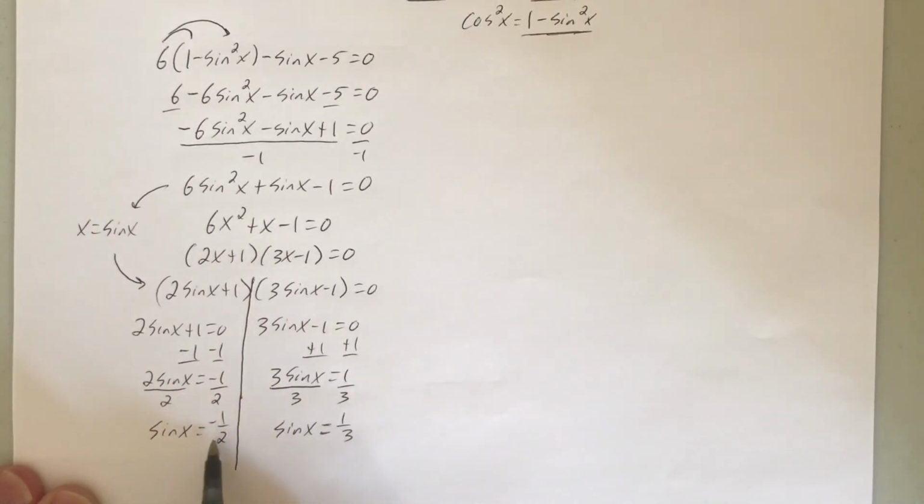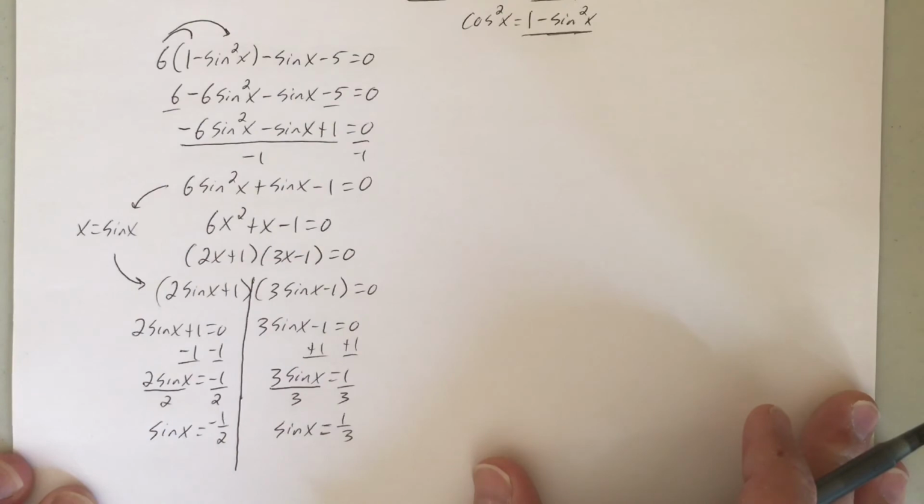Well, if you look here, the -1/2, that should look familiar to you. That's going to come from the unit circle. But sine of x at 1/3 is not. We're going to have to basically do the inverse function and then work with our reference angles. And basically we're going to wind up with a rounded answer.